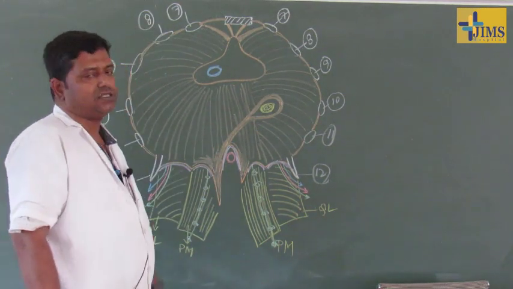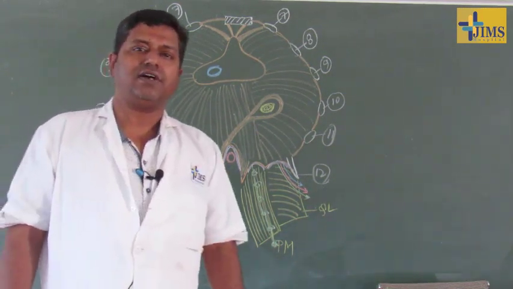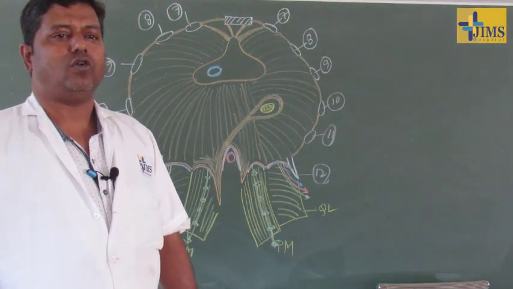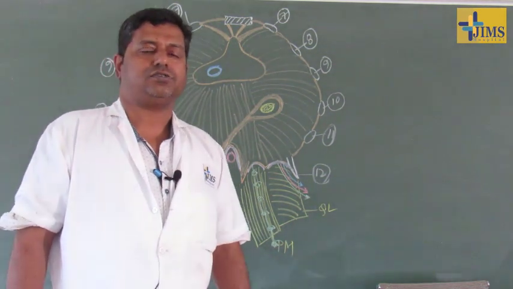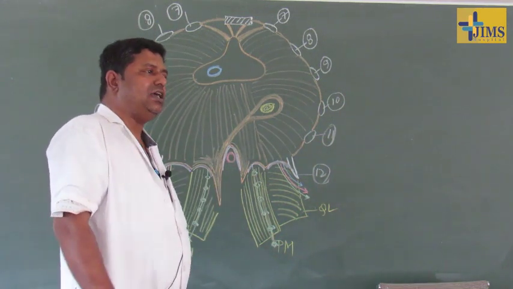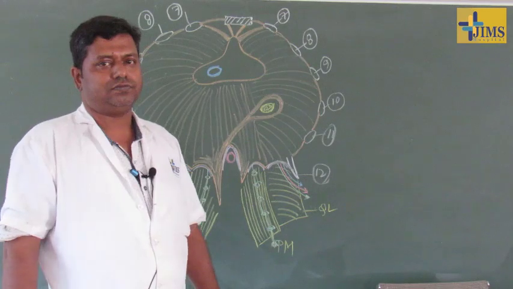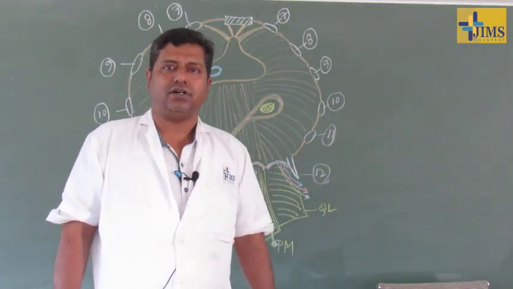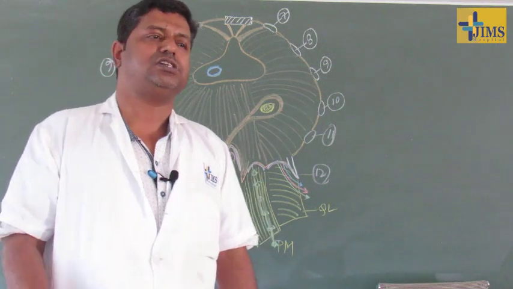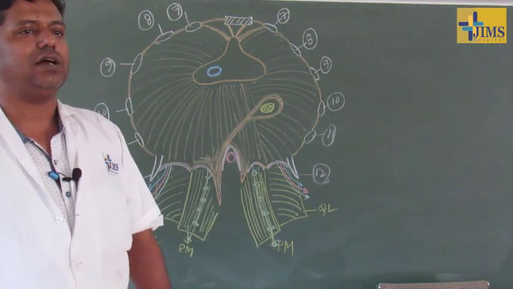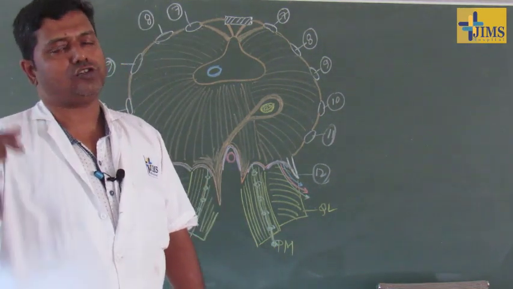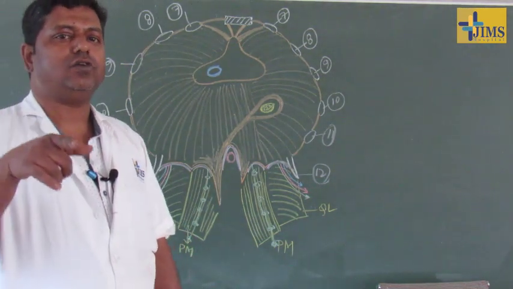Now the structures passing through the vena cava opening. The structures passing through the vena cava opening, as the name suggests, is the inferior vena cava. So the inferior vena cava will pass through the vena cava opening. The other structure passing through the vena cava opening is the right phrenic nerve.